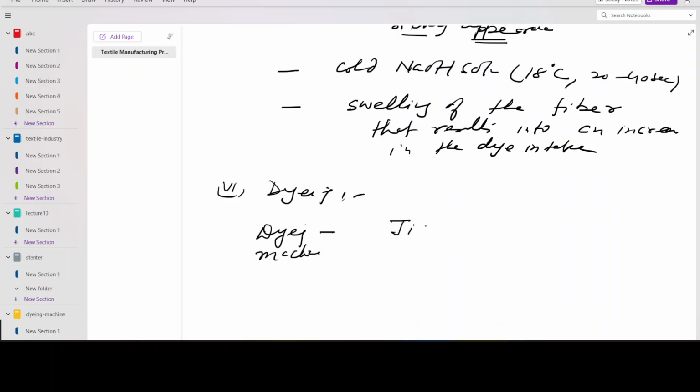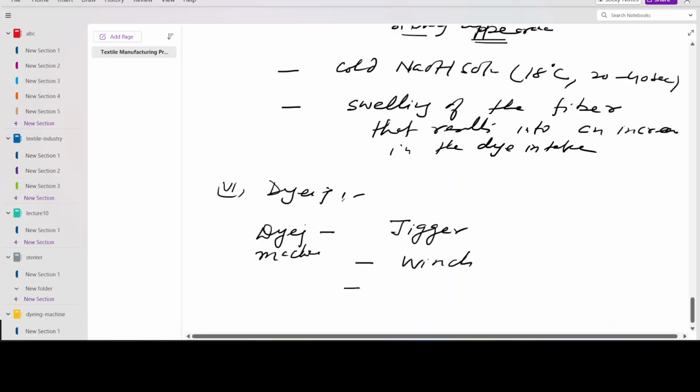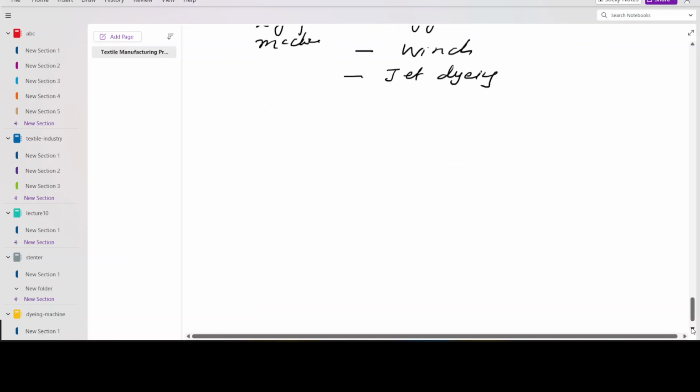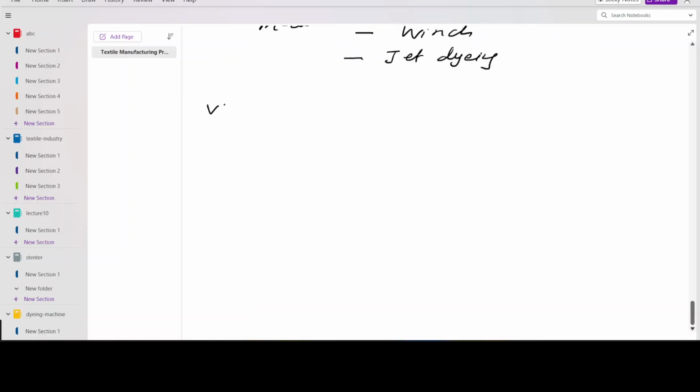Dye machines: jigger, another one is winch, another is jet dyeing. We will see about jigger, and finally we have the process of printing. This is a process by which colored patterns are produced on the fabric.